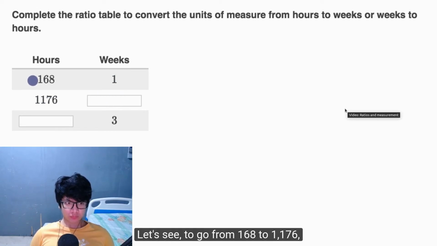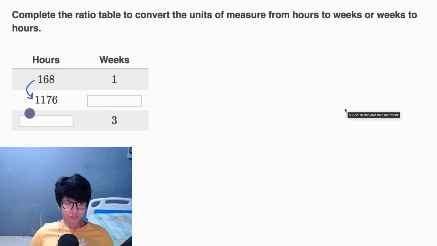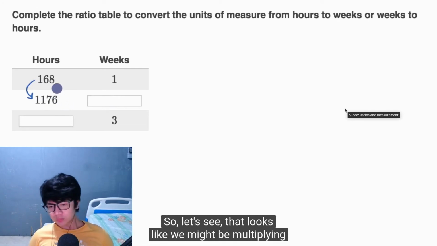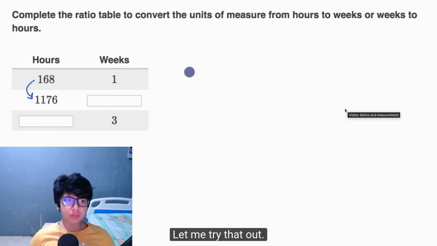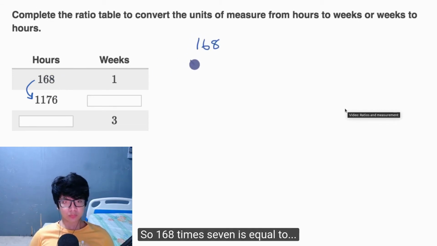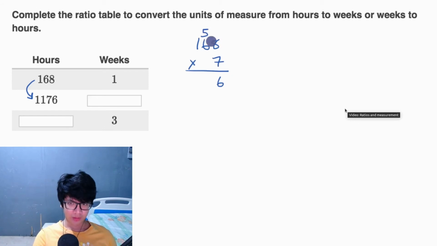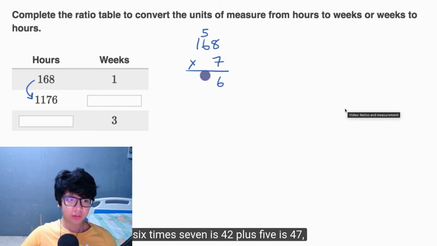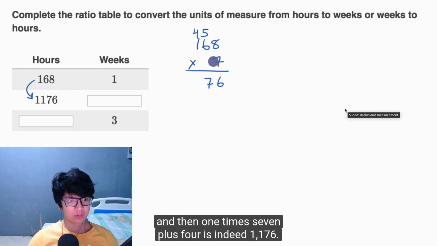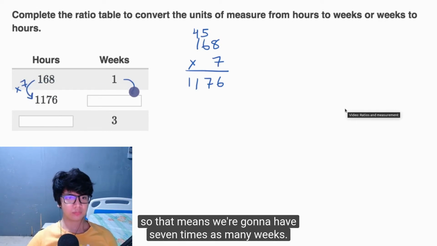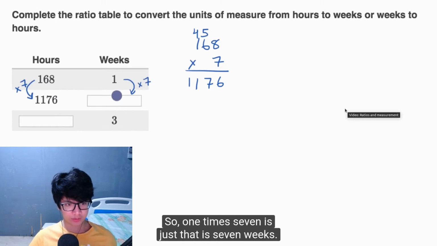Well, let's see, to go from 168 to 1,176, what do we have to multiply by? So let's see, that looks like we might be multiplying by 7. Let me try that out. So 168 times 7. 8 times 7 is 56. 6 times 7 is 42, plus 5 is 47. And then 1 times 7 plus 4 is indeed 1,176. So we multiplied by 7. We multiplied the number of hours by 7. So that means we're going to have 7 times as many weeks. So 1 times 7 is just 7 weeks.